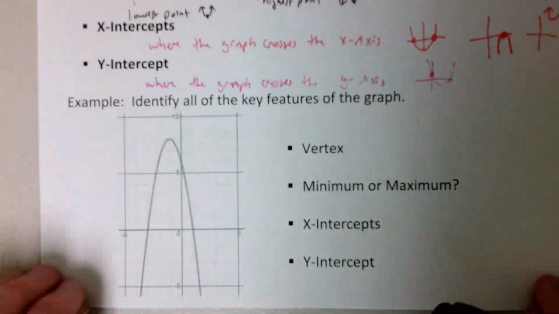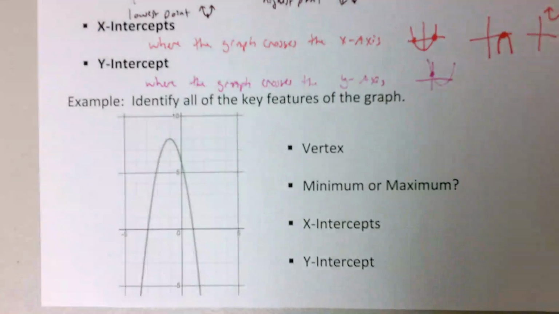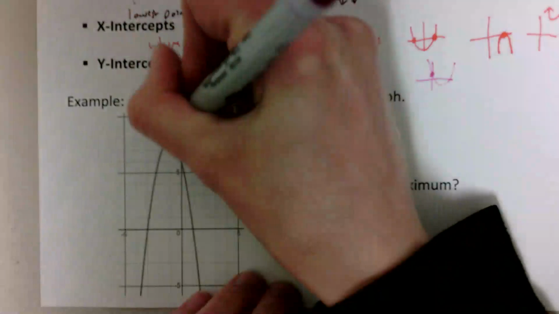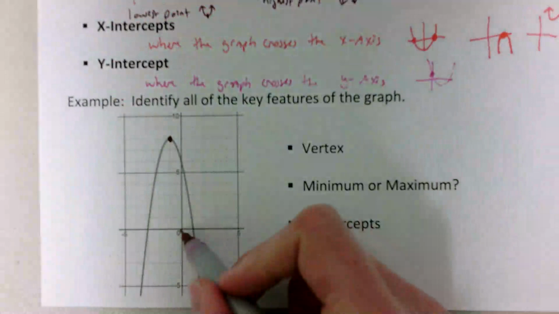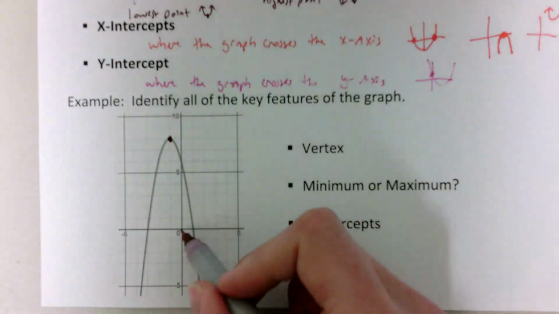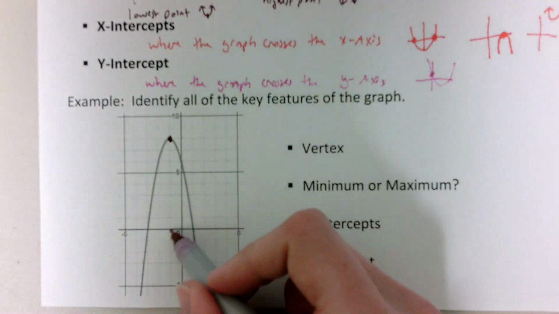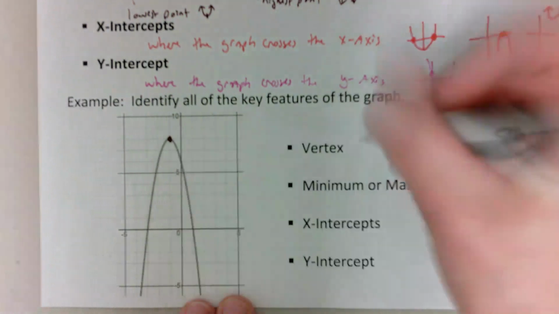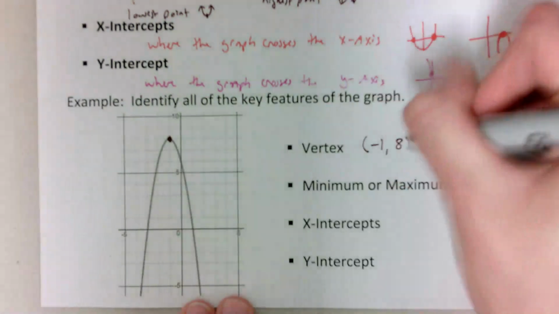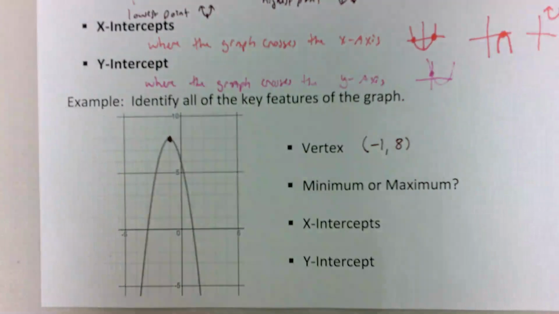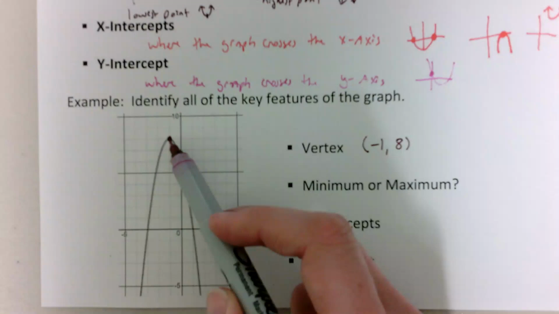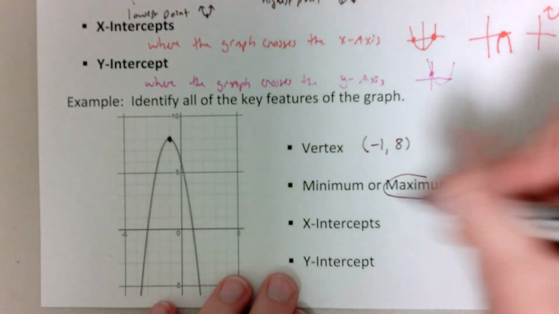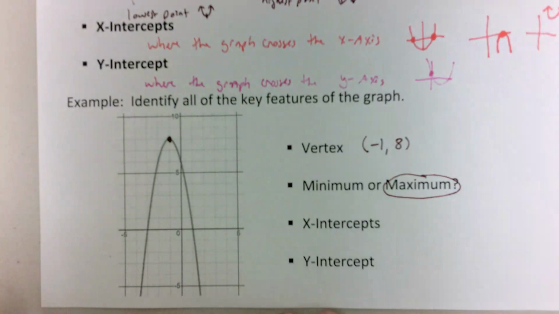All right, so let's practice that a little bit with this example down here. So we're going to identify all of these key features. So the first one that I need is my vertex, and the vertex is going to be this point right there. So I want to write the coordinates of that point. Here's 0, 0. Remember, with points you run and then jump. So I'm going to run to -1 and then jump up to 8. So the coordinates of that point, -1, 8. All right, is this a minimum or a maximum? Well, this is the highest point on the graph, right? It's the highest that it ever goes. So that is a maximum point.